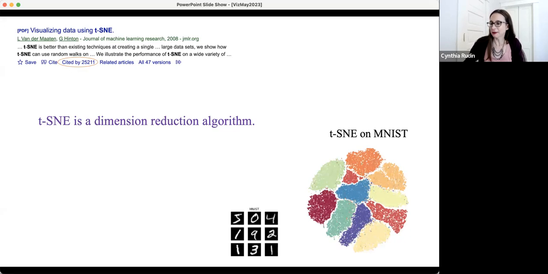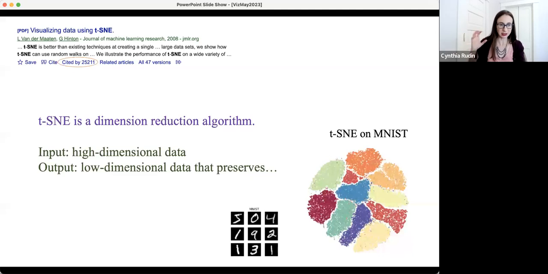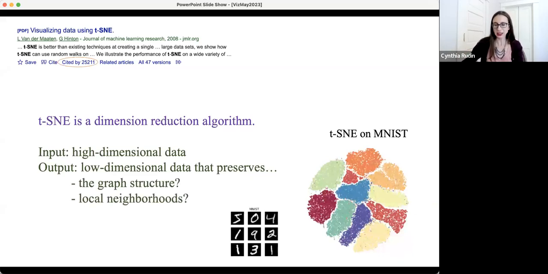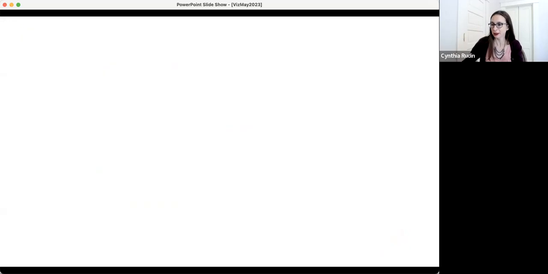And these algorithms allow you to understand what data actually looks like in high dimensions by projecting it down into 2 dimensions. So the input is high dimensional data and the output is low dimensional data that preserves something about the high dimensional structure of the data. So maybe the graph structure of the data, the local neighborhoods that are in the high dimensional data, or some aspect of global structure. It's not really clear what they preserve, to be honest, but that's what they're trying to do, is preserve the high dimensional structure of the data.